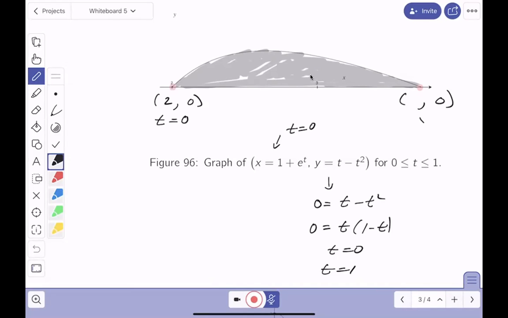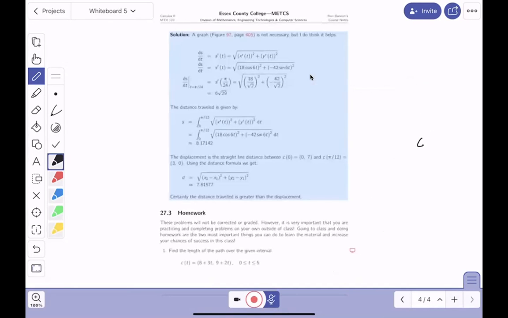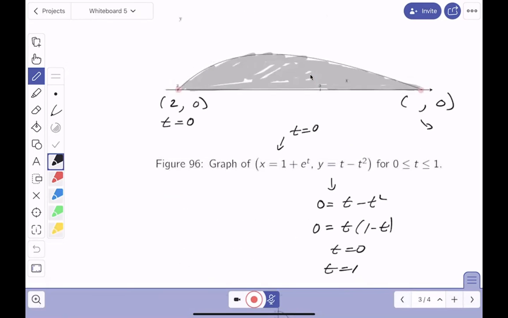And what's this point over here? Well, it's x, right? And what's the x equal to over here? Well, x is going to be 1 plus e to the t, and t is 1 here. Sorry about that. So what's the x going to be equal to? 1 plus e.